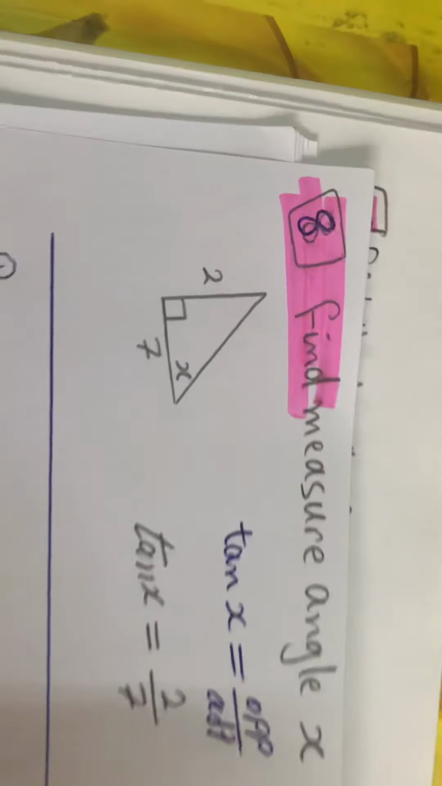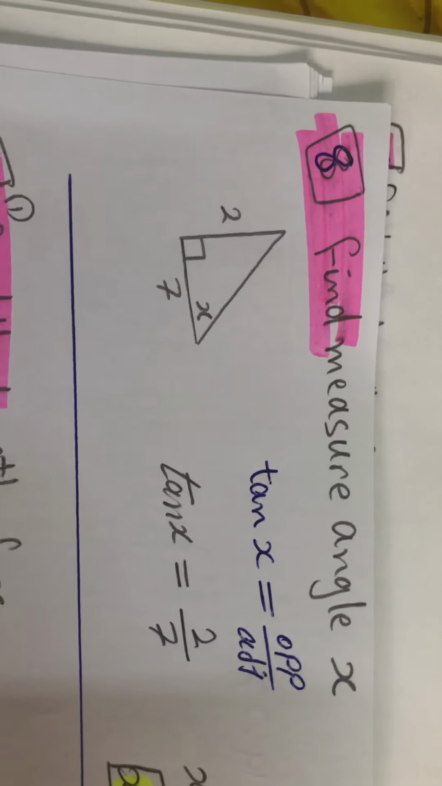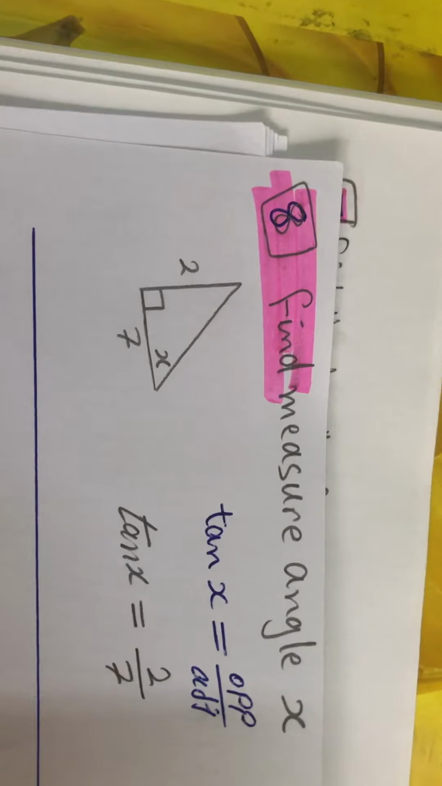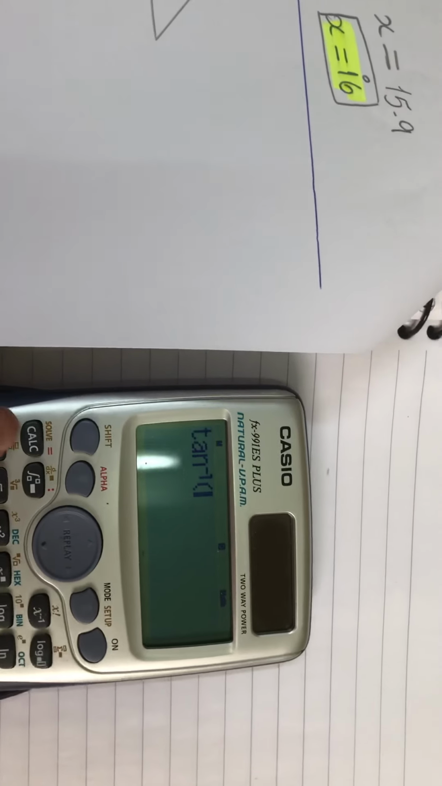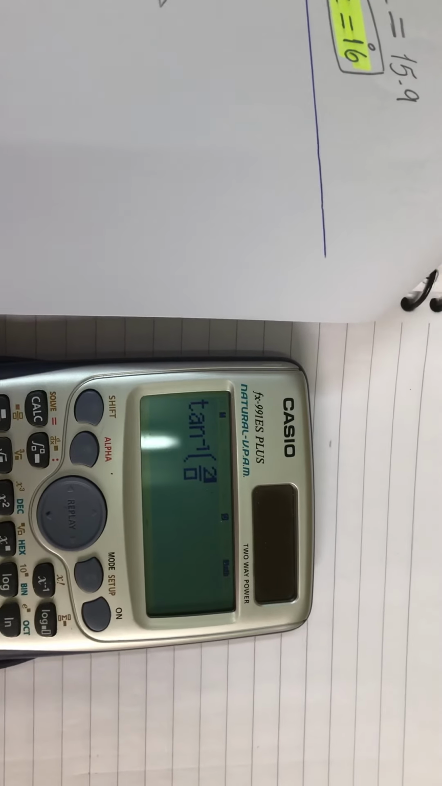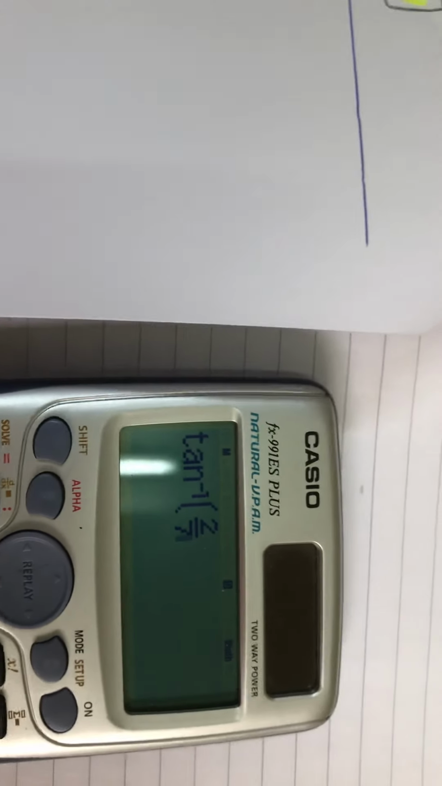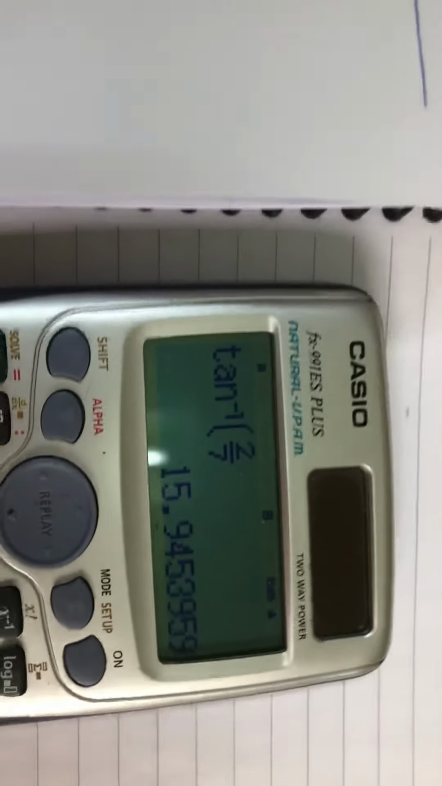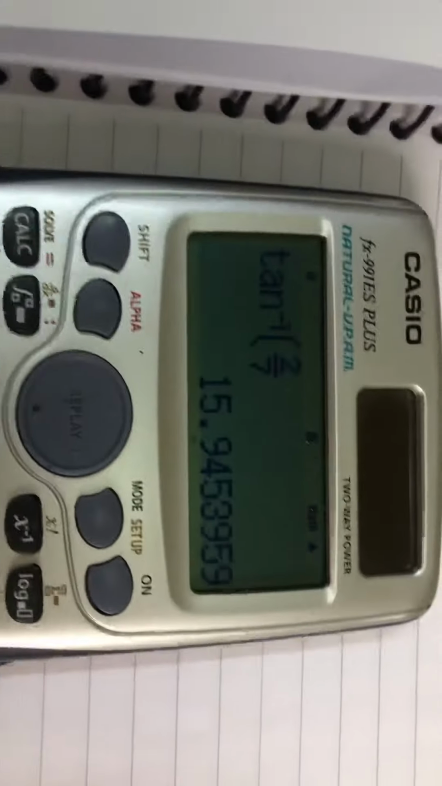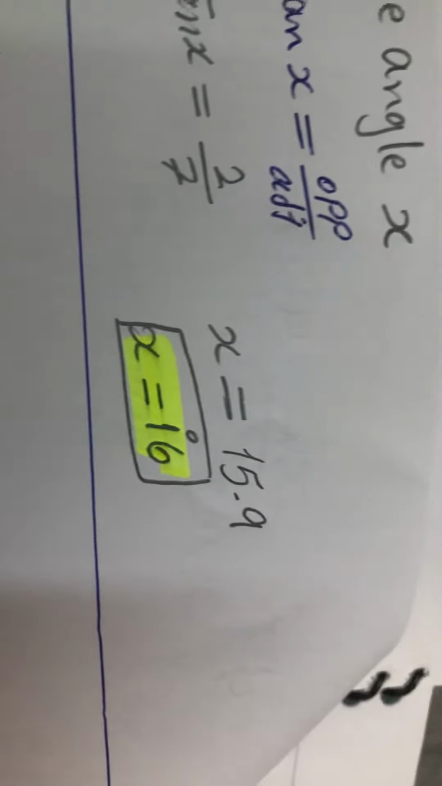Here, tan x equals opposite over adjacent. So tan x equals 2 over 7. Now I want the measure of the angle. So look here, press shift, press tan, fraction 2 over 7, equal. 15.9, this is the measure of the angle. That's to say about 16.